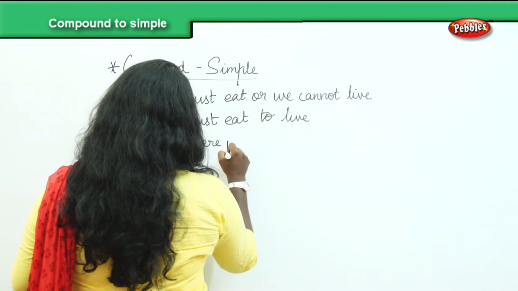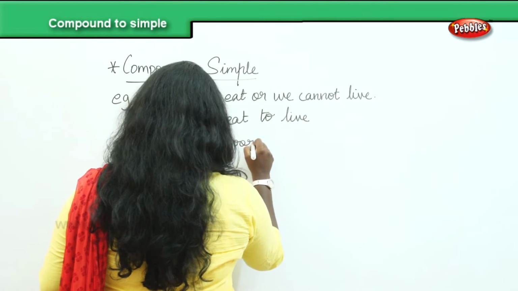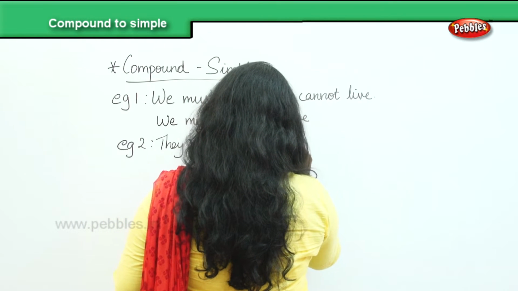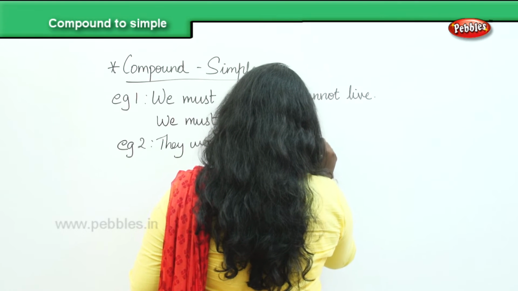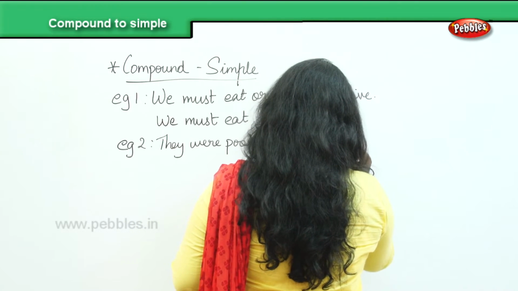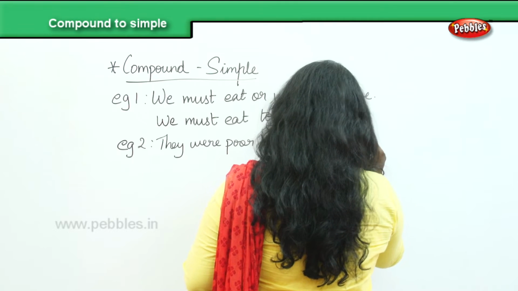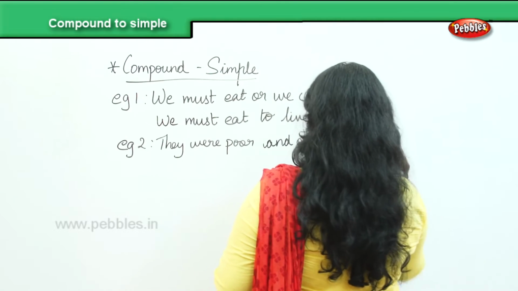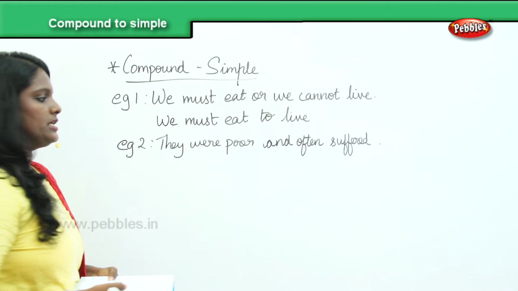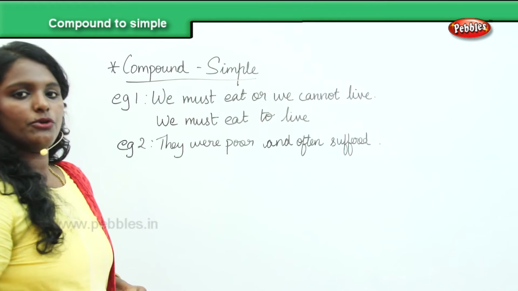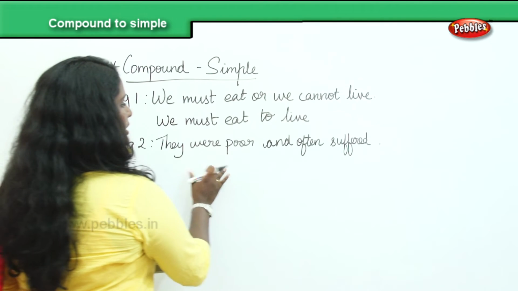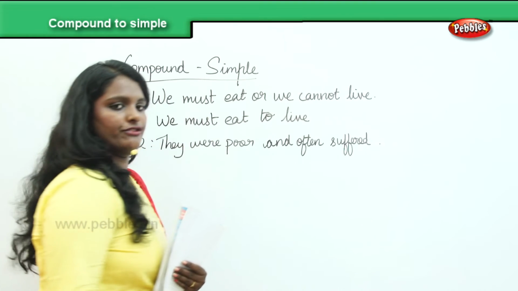They were poor and often suffered. They were poor and often suffered. So I'm going to convert this into a simple sentence. They were poor and often suffered.